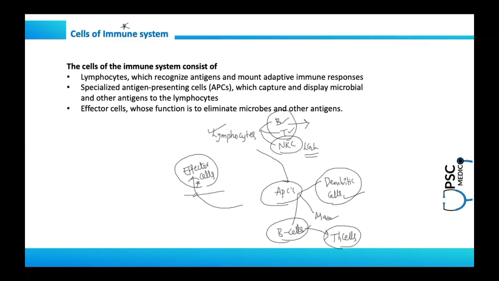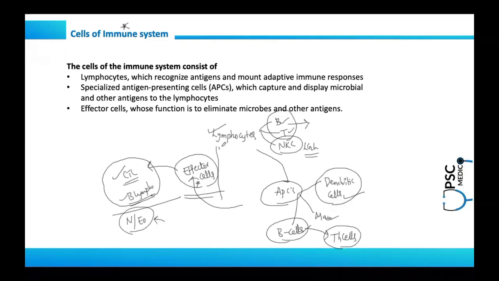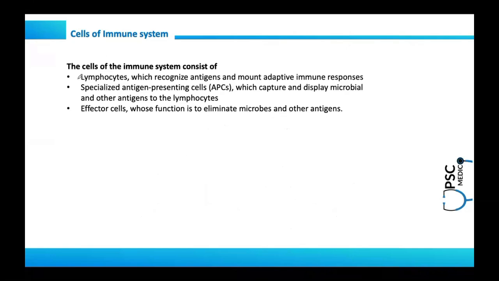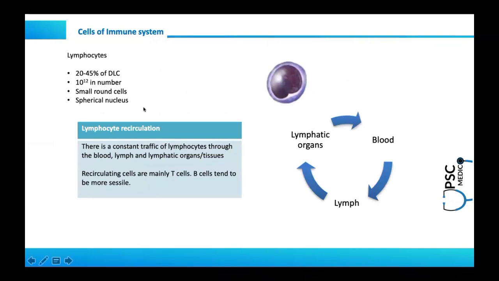So what are the effector cells then? The effector cells are the cytotoxic T lymphocytes which are released whenever there is contact with the antigen, and also the B lymphocytes which are released on contact with the antigen. Even sometimes the neutrophils and eosinophils in response against infection are also effector cells. These are almost the last cells to act, so that's the reason we call them effector cells, acting at the effector end. We'll be discussing the lymphocytes, APC, and effector cells in detail in the next part of the discussion.